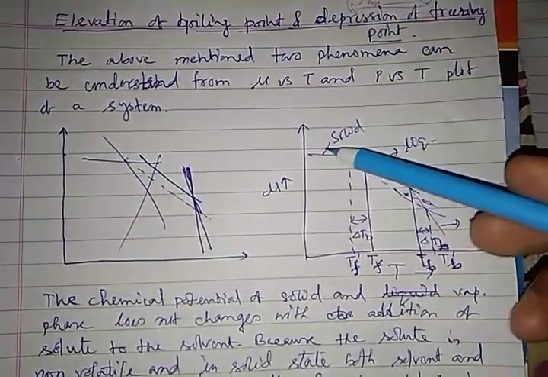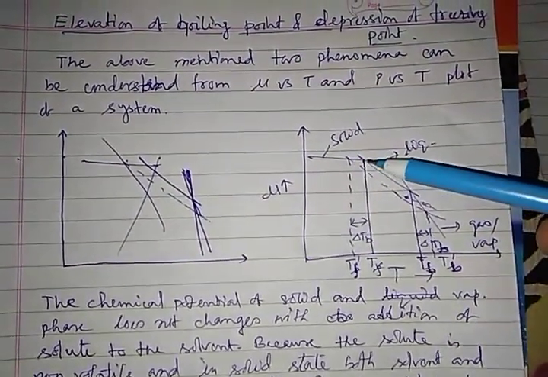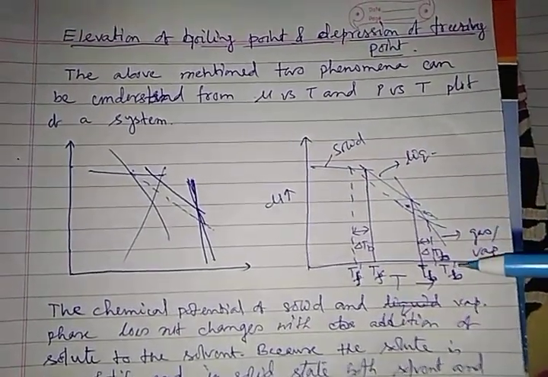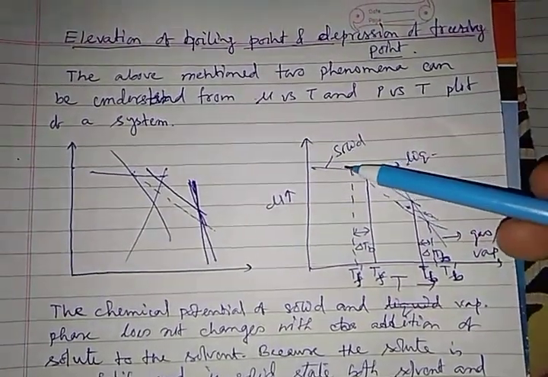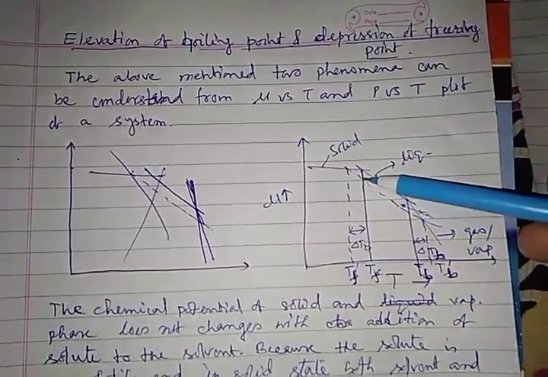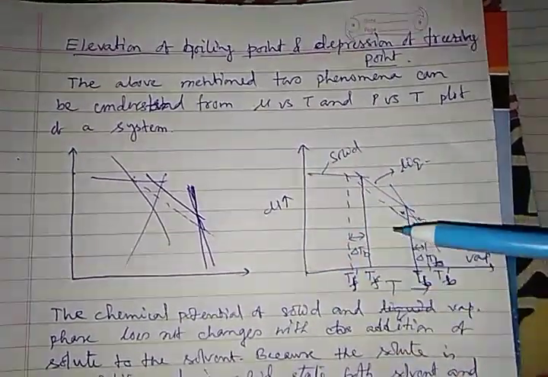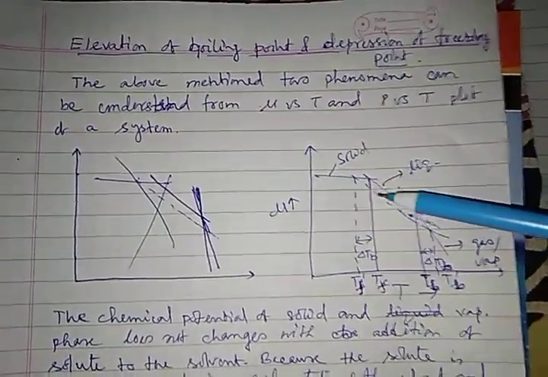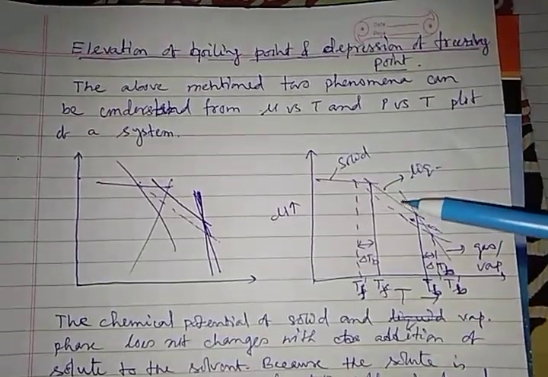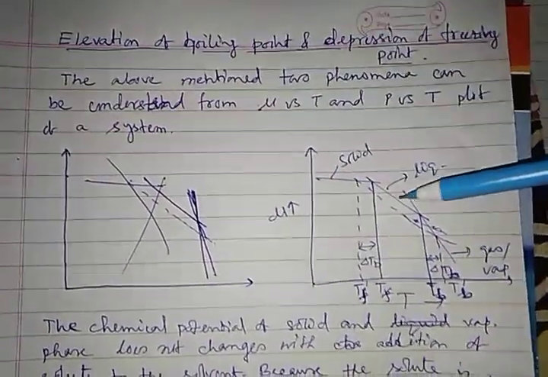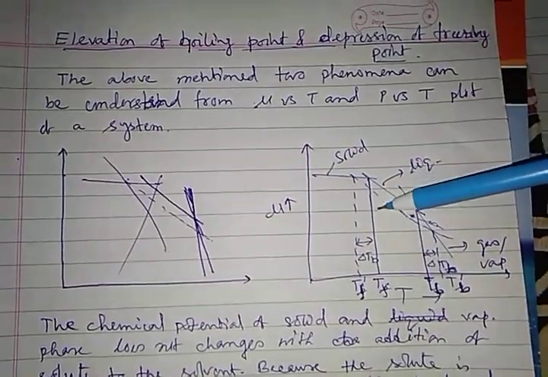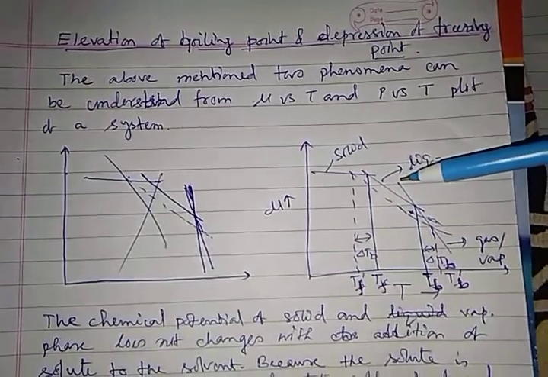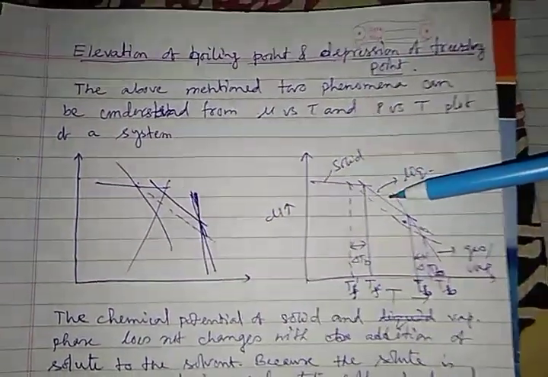So there will be no change in the chemical potential for a mixture in its solid state and a gaseous state. The only change will occur in the liquid state, and in the liquid state we have already noticed that there is a lowering of vapor pressure. So lowering of vapor pressure suggests that there is a lowering of chemical potential, because you know that mu is related to pressure at a constant temperature.